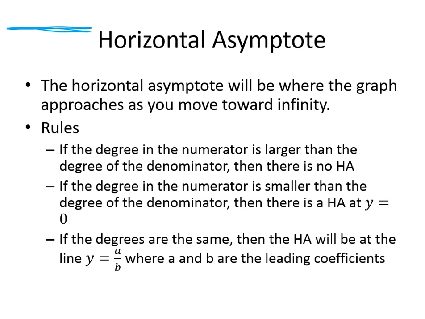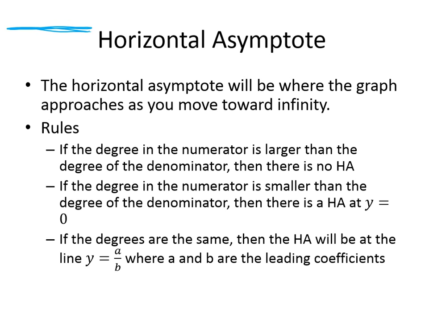Now, there's kind of like 3 rules to this. What you're going to be looking at is the degree of the numerator and the degree of the denominator. If the degree, or the largest exponent, of the numerator is larger than the largest exponent of the denominator, then there is no horizontal asymptote. So if the top's bigger than the bottom, no asymptote.